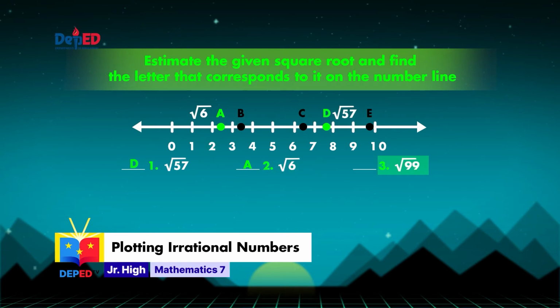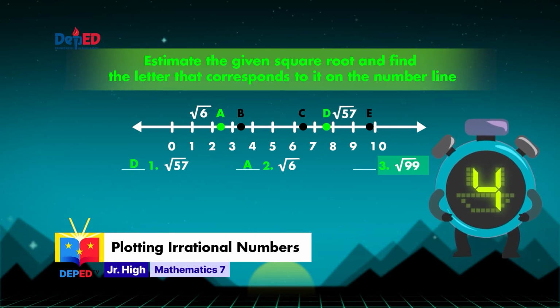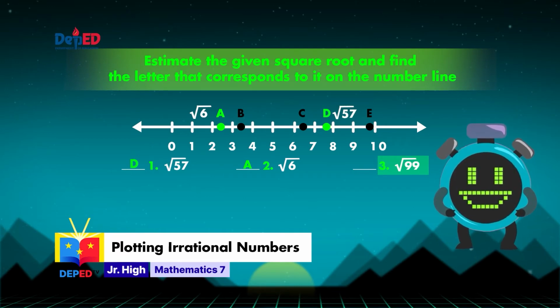Let us have number 3. Square root of 99. Timer! Time's up!